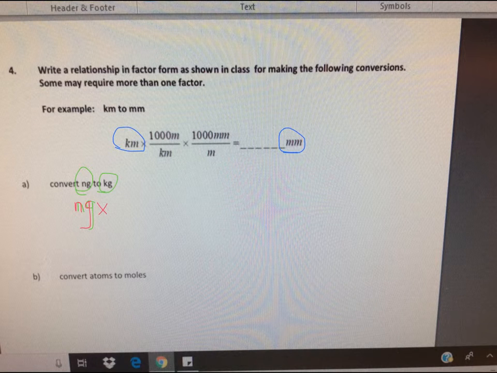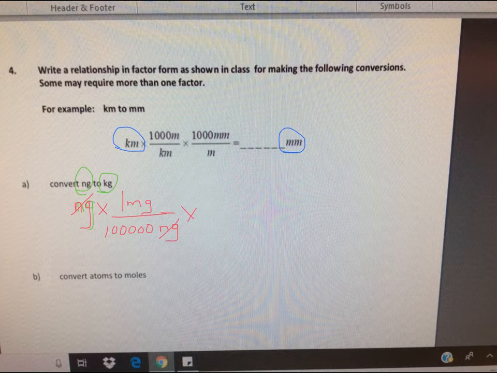So with nanograms, the first thing that we would write is we would go from nanograms up to milligrams. It takes 100,000 nanograms to make 1 milligram. So we would write it like that. And the goal is that you're always going to want to be able to cross out the units like that, one on the top, one on the bottom, okay?